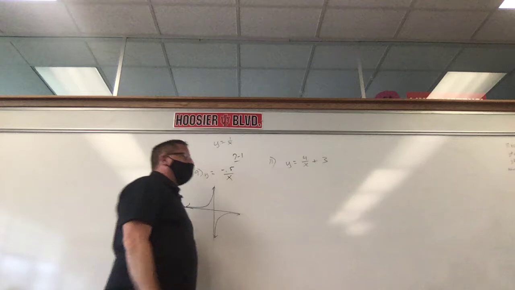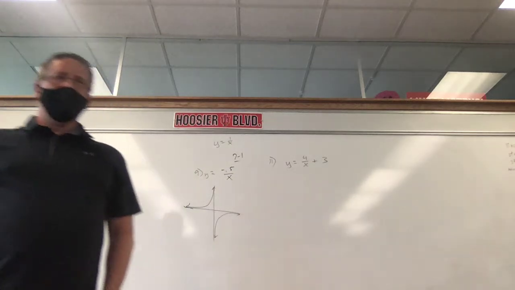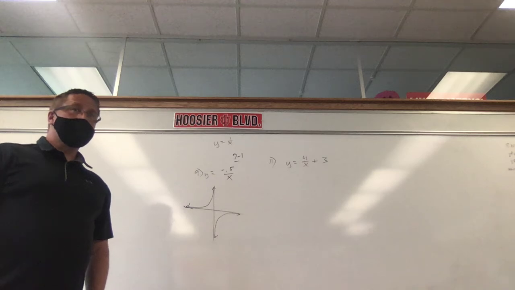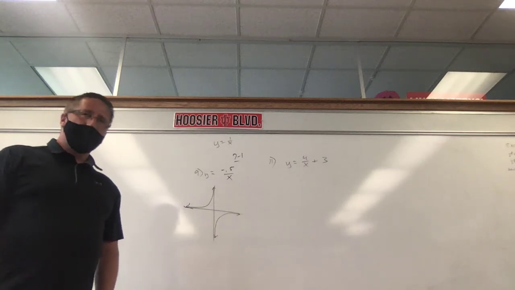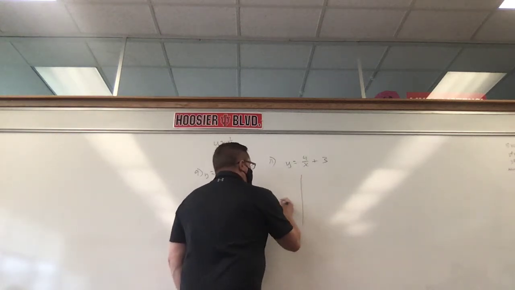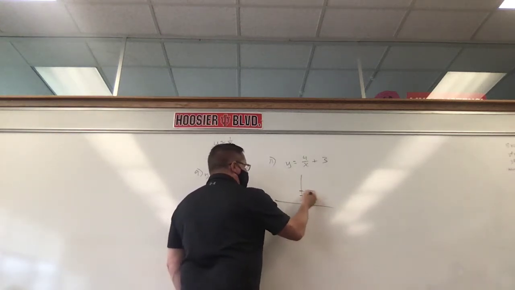Okay. What is that plus 3 going to do to this graph? Move it up. Up 3. If it was minus 3, it moves it down 3. So here's what you do. It's going to move it up 3. So let's draw 3 hash marks up.